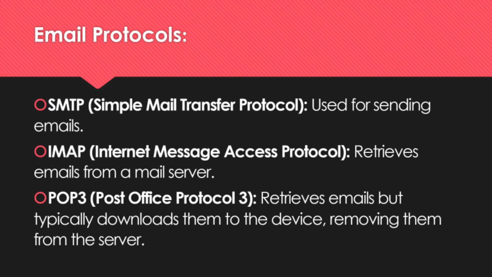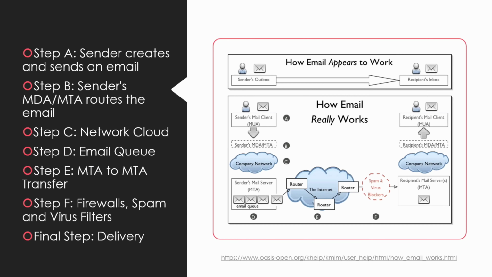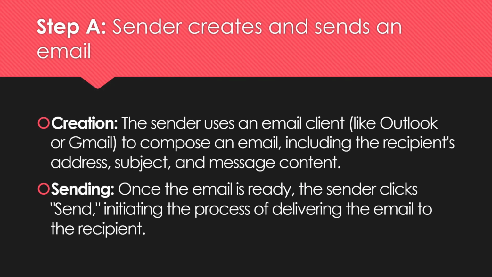Now we'll see how an email is transferred from a sender to a receiver in detail. Step A: a sender creates and sends an email. Step B: sender's MDA or MTA routes the email. Step C: network cloud. Step D: email queue. Step E: MTA to MTA transfer. Step F: firewall, spam and virus filters. Final step: delivery. Now we will talk about each and every step in detail, starting with step A.